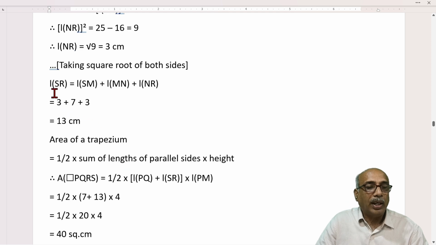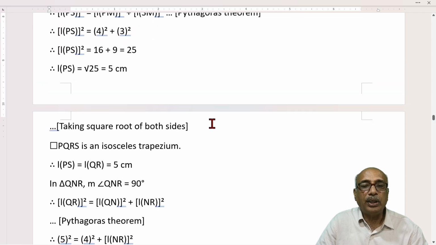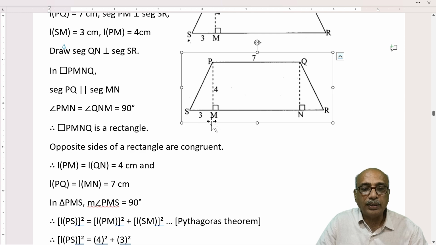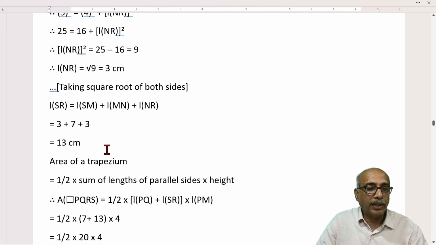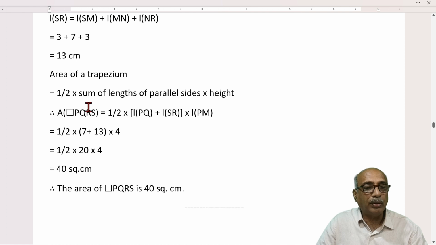Now, SR equals SM plus MN plus NR, 3 plus 7 plus 3 equals 13 centimeter. So here you see what is calculated. This is 3, this is 7, and this is 3. So SR equals 3 plus 7 plus 3 equals 13 centimeter. Now area of trapezium equals half into sum of lengths of parallel sides into height.